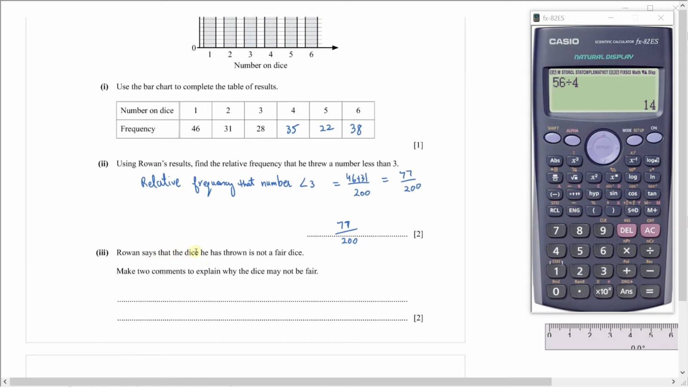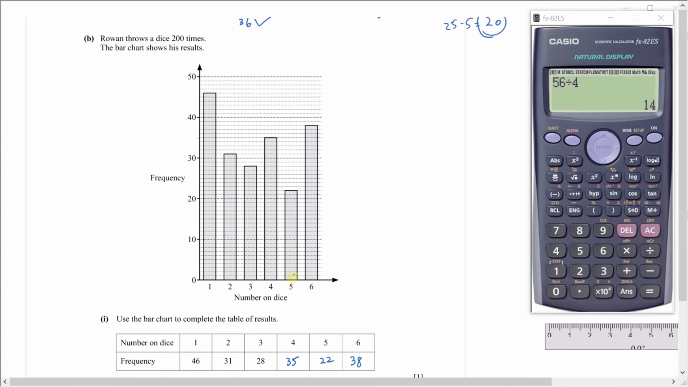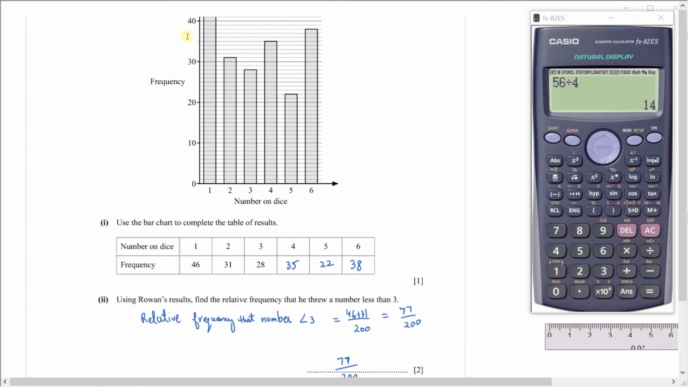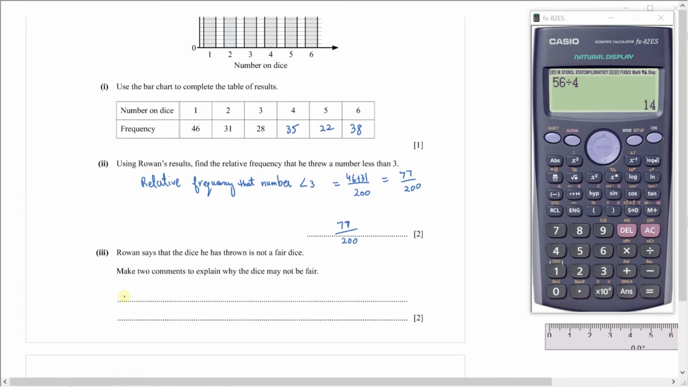Rowan says that the dice he has thrown is not a fair dice. Make 2 comments to explain why the dice may not be fair. So the first comment that you can make is that you have a very large sample size. So the data that he collects is fairly accurate because he threw the dice 200 times. So you can say that the sample size is large, so you can have confidence in your results.